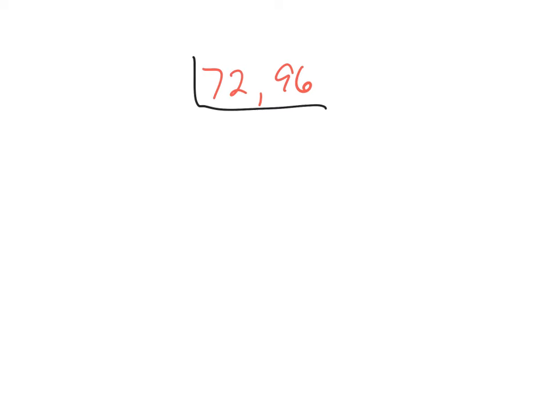So at this point, I see that they're both even, so I'm going to divide by 2. And I jot that over there. And then I've got to answer my own question. What is 72 divided by 2? Well, that's 36. 96 divided by 2, that's 48. And I get a new division thing.